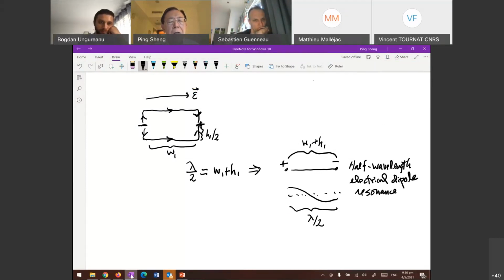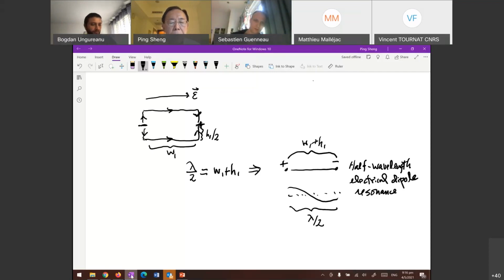But I propose that at certain frequencies, with the electric field pointed in a direction as drawn, you can regard the metallic loop as composed of two metallic segments together. And if the length of each segment, W1 plus H1 expressed here, is equal to half the wavelength of that relevant frequency, then we can have a half wavelength electric dipole resonance, okay?